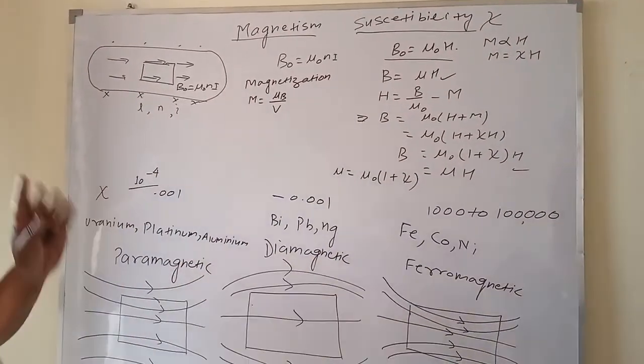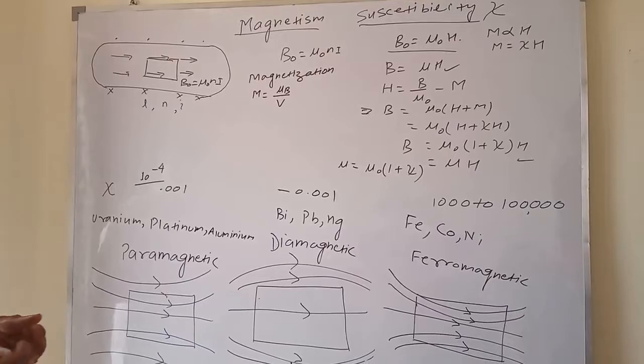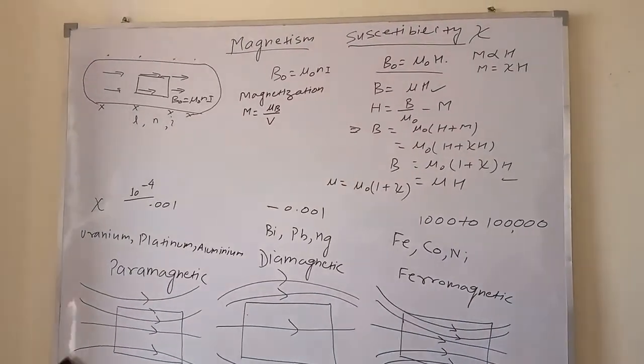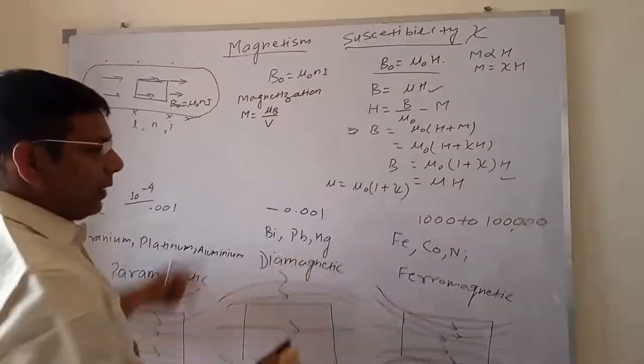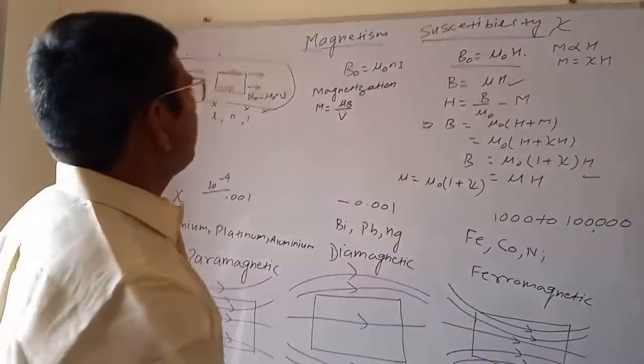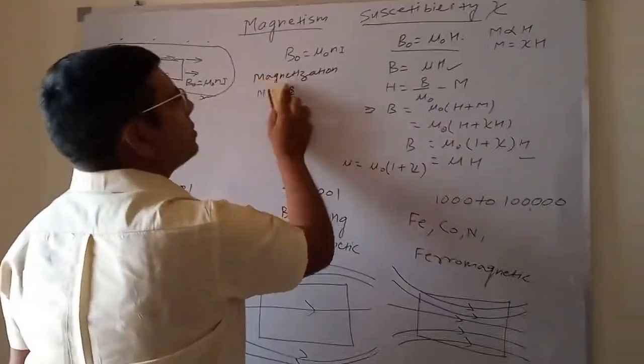Okay, now after saying this, we have defined paramagnetic, diamagnetic, ferromagnetic. Is it okay?